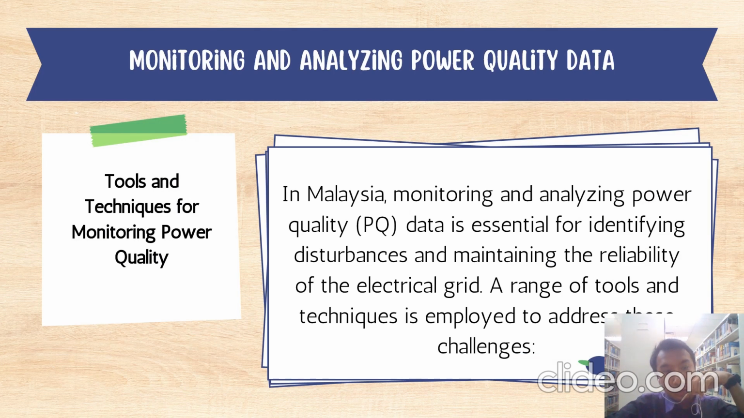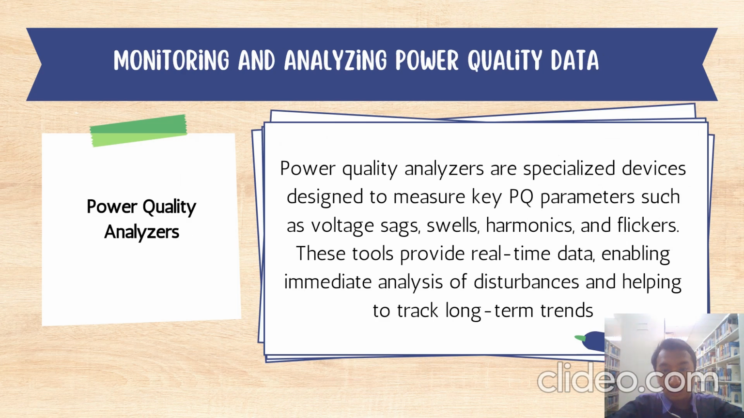First, tools and techniques for monitoring power quality in Malaysia. Monitoring and analyzing power quality data is essential for identifying disturbances and maintaining the reliability of the electrical grid. A range of tools and techniques is employed to address this challenge. Power quality analyzers are specialist devices designed to measure key power quality parameters such as voltage sags, swells, harmonics, and frequency.